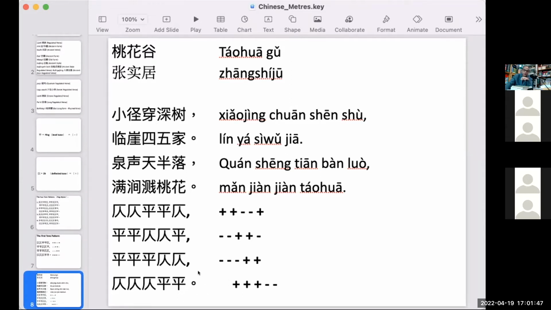Very perfect example of this first pattern. You can go through it line by line, but here in front of you, you will find it exactly: zi ping ping zi, because third, fourth, then first, first, fourth. That means zi zi ping ping zi, and so on. Okay.